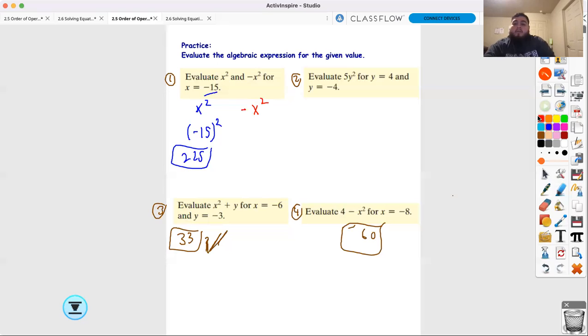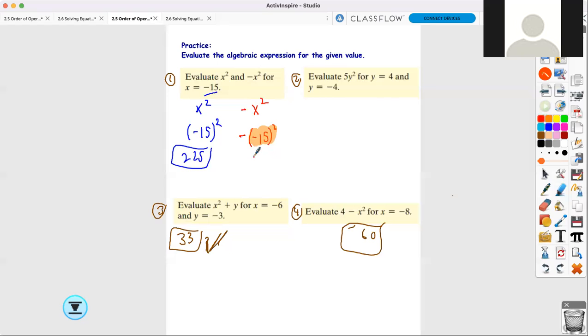So now we have to do it for negative x squared. So it'll be negative, right? It's right there, and then parentheses x, and x is negative 15 squared. Now remember, we have to do exponents first. What's negative 15 squared? What did we get over here on the blue? I'm just talking about the highlighted part. The orange, yeah, that's just positive 225, right? But what's still there in front of the parentheses? The negative.